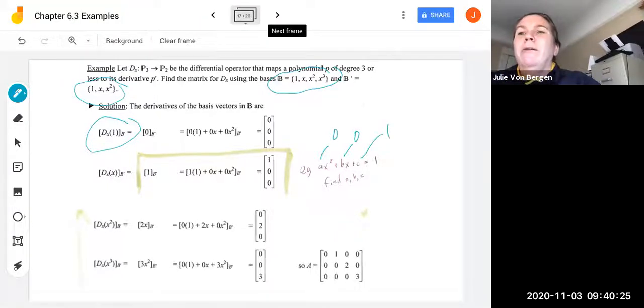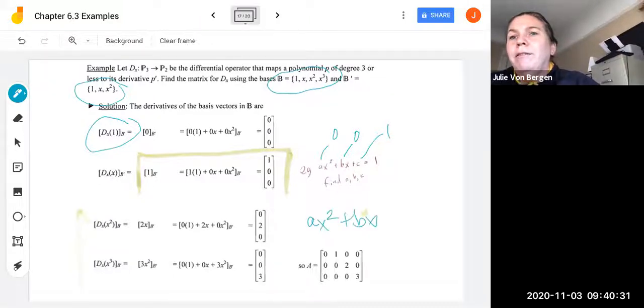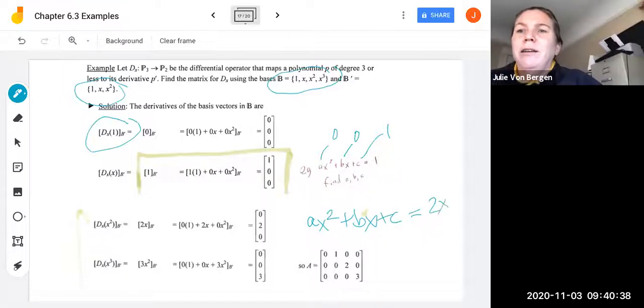So now think about, okay, ax squared plus bx plus c has to equal the derivative of x squared, which has to equal 2x. So you can see we end up with this vector, 0, 2, 0, and you can see we're plugging the 2 in here. And then the derivative of x to the third, the 3x squared, is like saying this equation has to equal the 3x squared. So we get a 3 here.